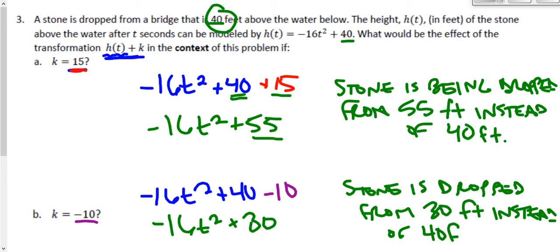And if it asked me for a scenario why that would happen, maybe the stone was dangled below the bridge before it was dropped, or we found a lower bridge or something. So some scenario where the stone was being dropped from a lower height. So those are the effects on my story. We're going to pick up with the next page of our review in the next video.